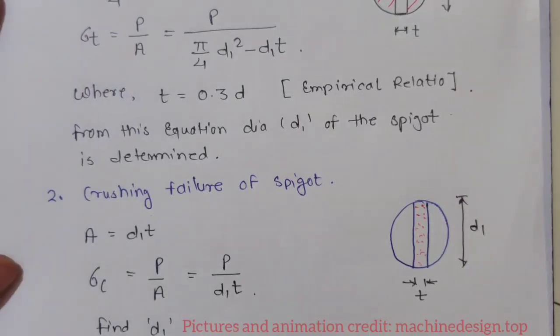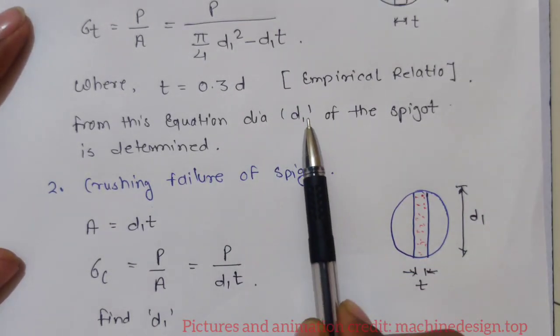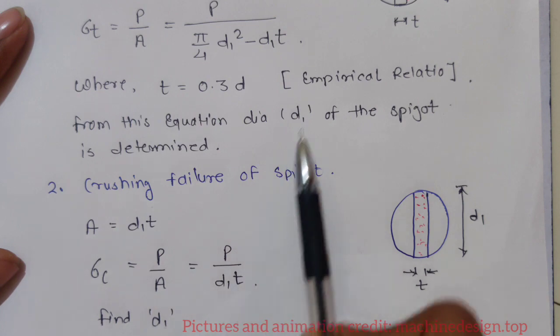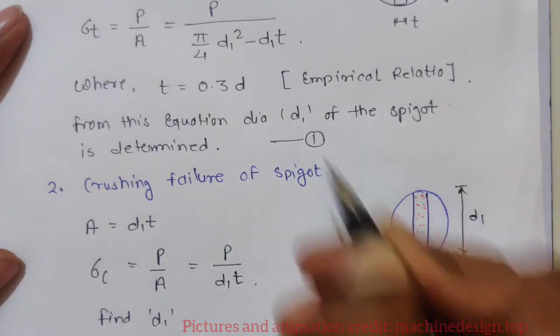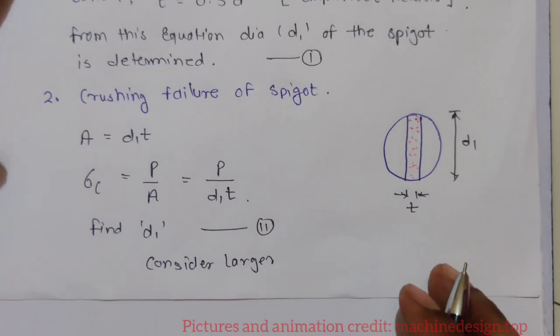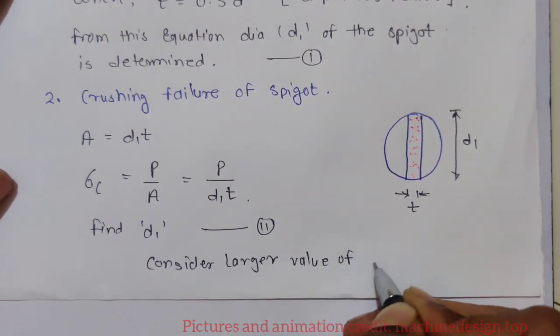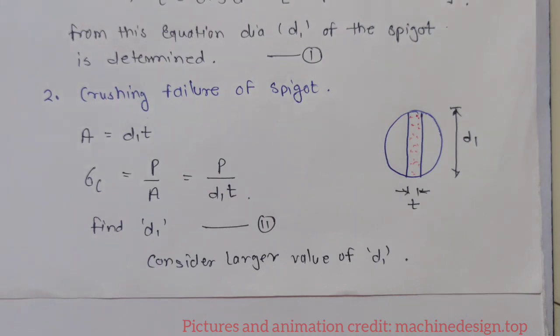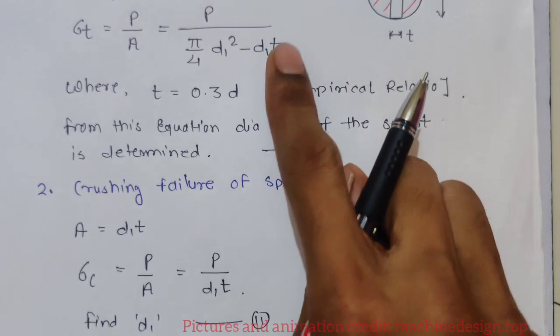and just compare. From here also we found D1, here also D1, so whichever bigger value that you have to consider. So I'm just giving this equation 1 and this is equation 2. So consider the larger value of D1. Okay, so from this equation you can find D1, you can find from this equation.